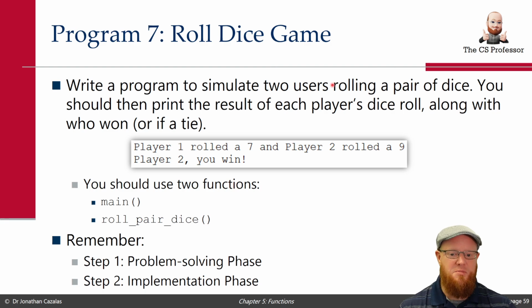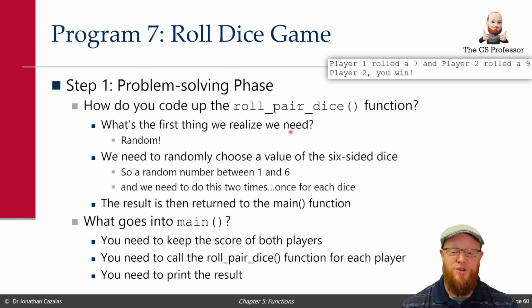Let's solve a problem. Roll dice game. Write a program to simulate 2 users rolling a pair of dice. You should print the result of each player's dice roll along with who won, or if there was no winner, to print that it was a tie. So for this program, we need to write a main function. We also need to write this roll pair dice function.